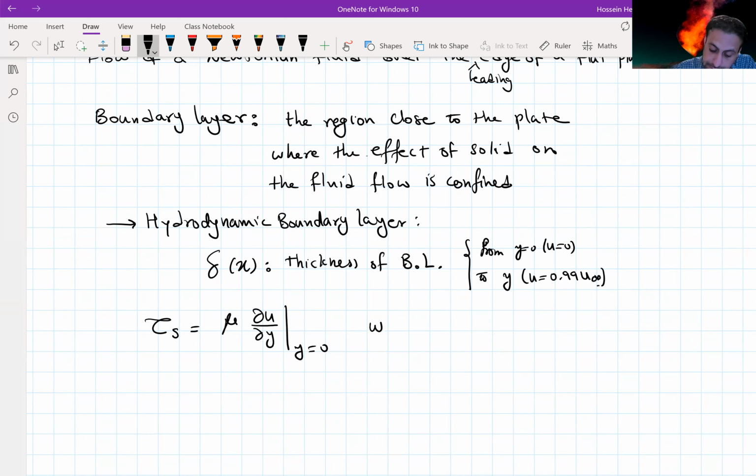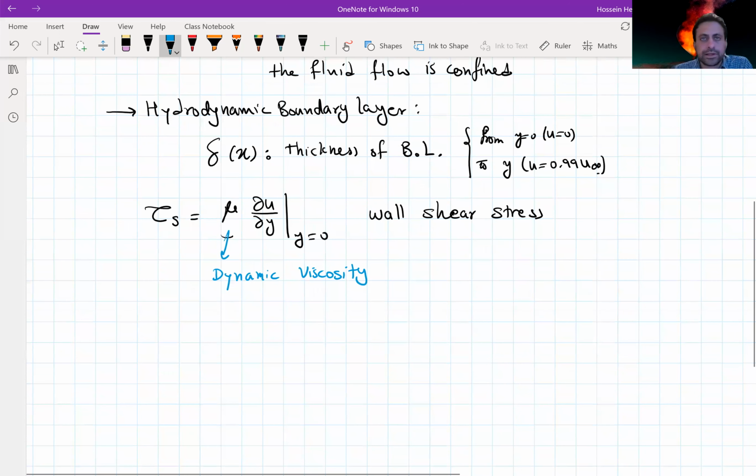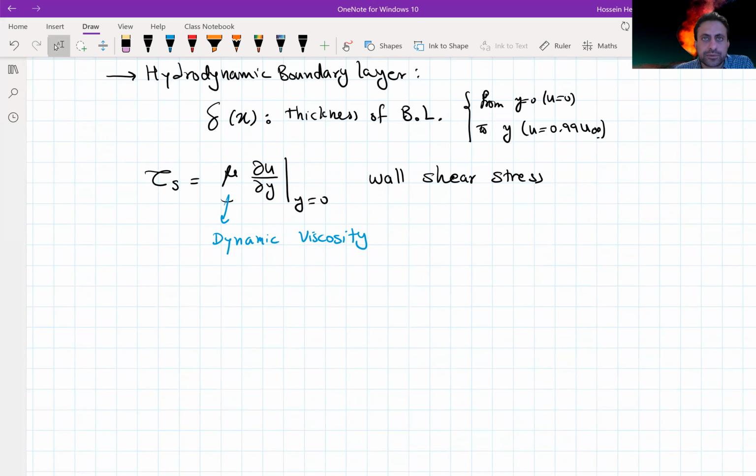So this is the wall shear stress, which is the viscosity of the fluid times the velocity gradient at y equal to 0. Viscosity mu is the dynamic viscosity, and that's an important fluid property. In fluid mechanics, this velocity gradient becomes very important as it provides a basis for determining the local friction coefficient.